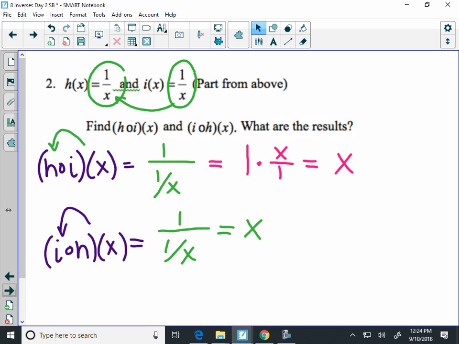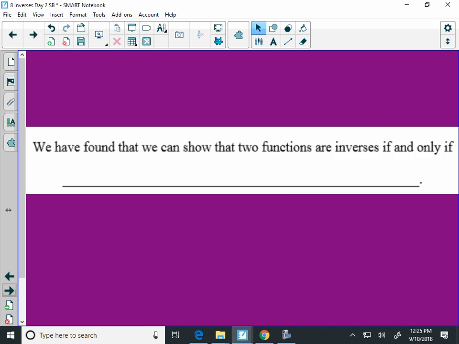What does it seem? What seems to happen? What answer do you get? X. So we've found that we can show or prove that two functions are inverses if and only if. That's another geometry favorite thing, right? If and only if they're both compositions give you x.